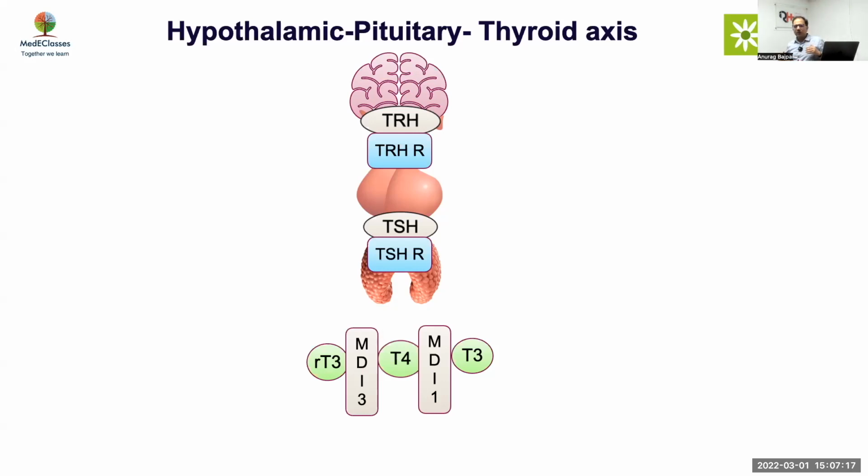Now, how would you regulate your thyroid levels? First, you would say, I will increase or decrease my TRH, I will increase or decrease my TSH, but that will take time, depending on how much you have synthesized. This is the immediate factor. If you are in deficiency, you will increase the activation, that is MDI1 or 2. If you are in excess, you will activate MDI3. So this is the immediate mechanism for regulating metabolism.